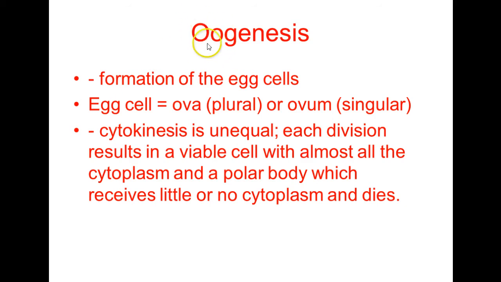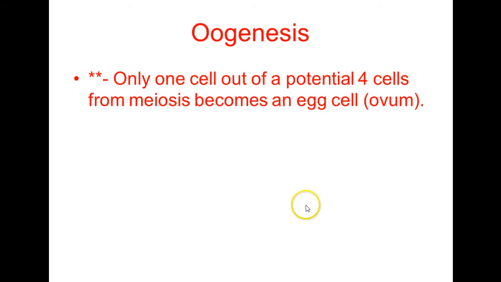Whenever you have that double O prefix in front of a word, it refers to a female structure. So oogenesis is formation of the egg cells. The egg cell is also called the ova, plural, or ovum, singular. And what happens here is that cytokinesis is unequal, so each division results in a viable cell that gets almost all the cytoplasm, and then another one called a polar body, which receives little or no cytoplasm and dies. So only 1 out of the potential 4 cells from meiosis becomes an egg cell, or the ovum.